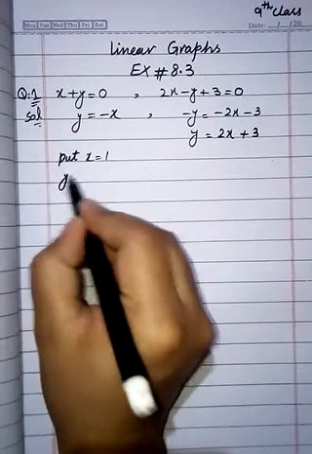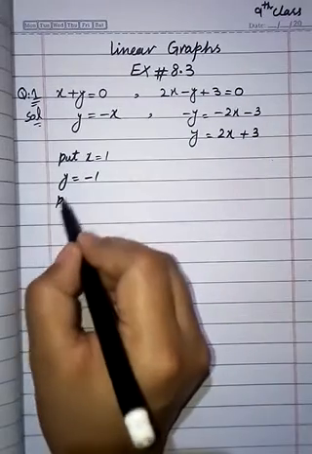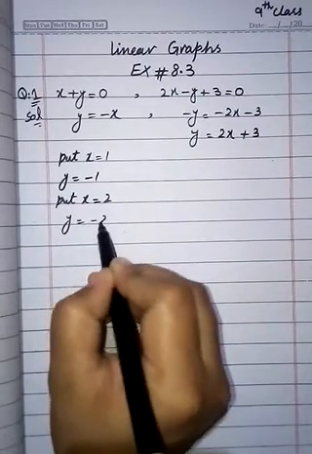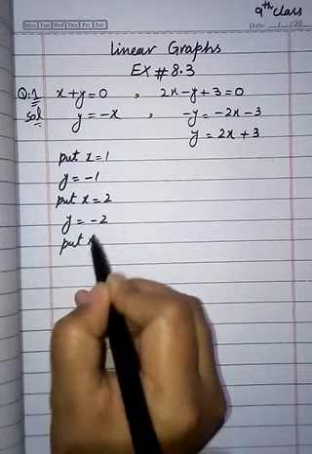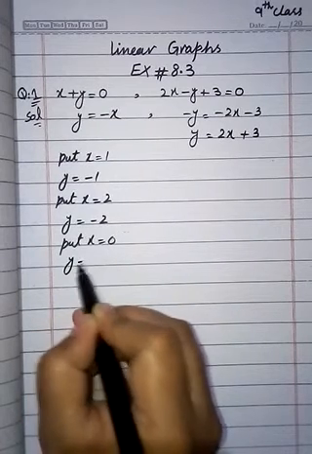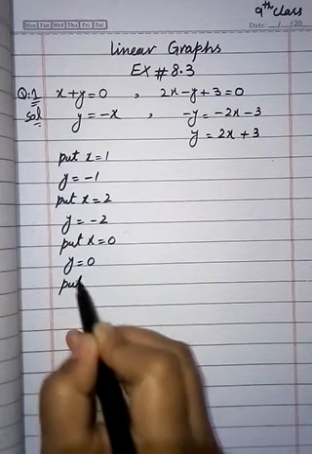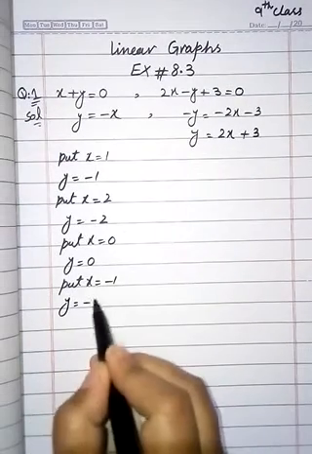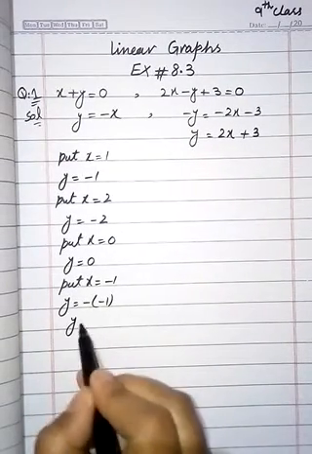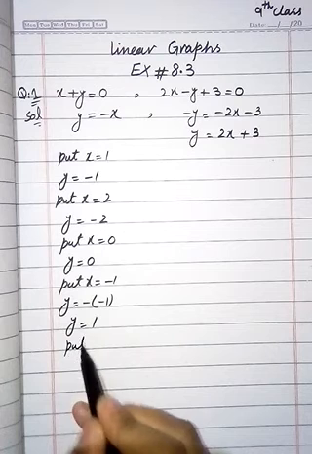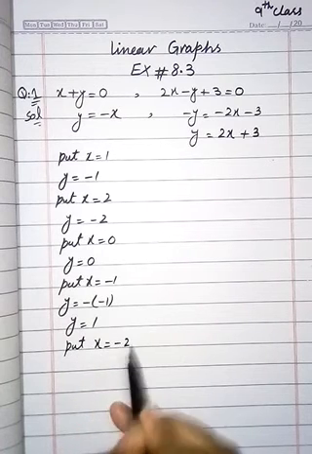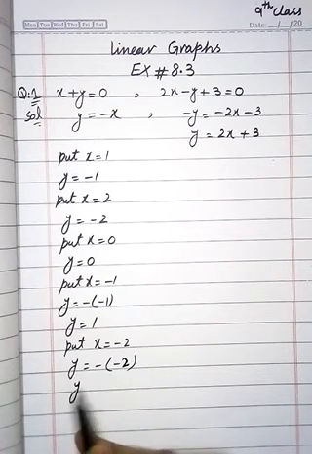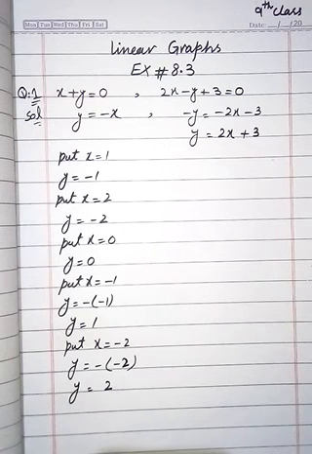Put x equals to 1, so y equals to minus 1. Put x equals to 2, then y equals to minus 2. Put x equals to 0, then y also equals to 0. Now, put x equals to minus 1. Now, y equals to minus of minus 1, so y equals to plus 1. Now, put x equals to minus 2. Now y equals to minus of minus 2. Minus multiply by minus, then it becomes plus 2. Now you have to find the 5 values.